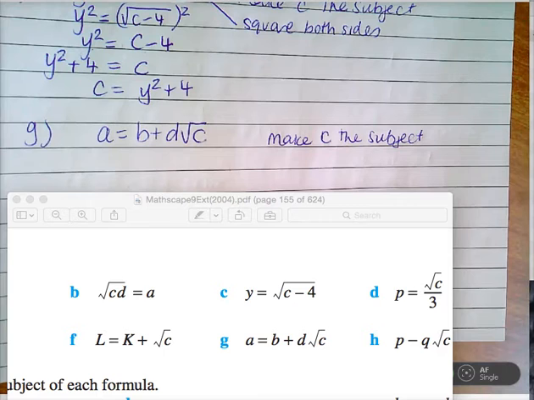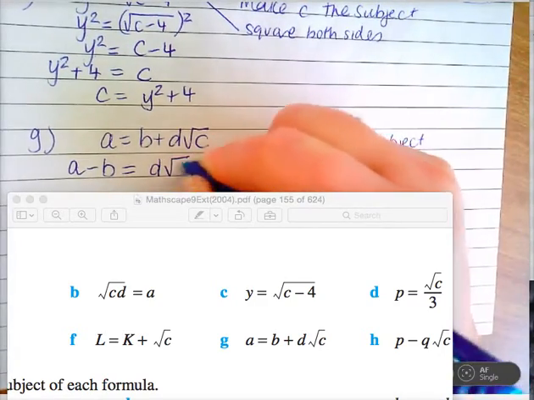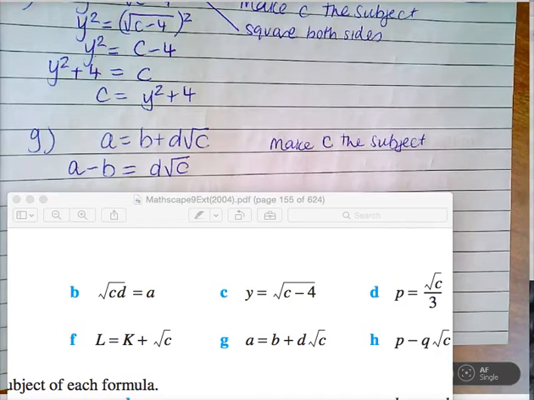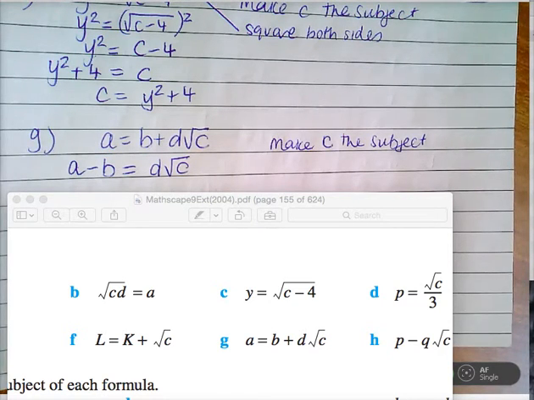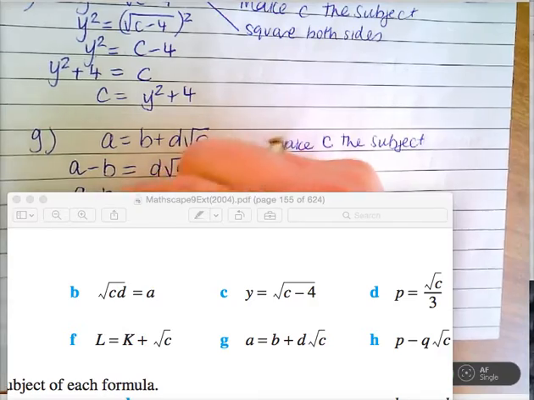You can only get rid of the square root when it's on its own on that side. Move the B. So A minus B equals D root C. I don't want anything squared yet. You need to divide by D.